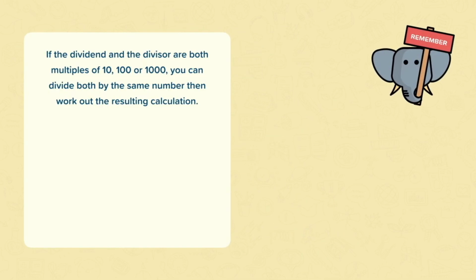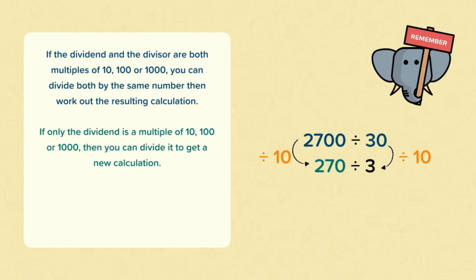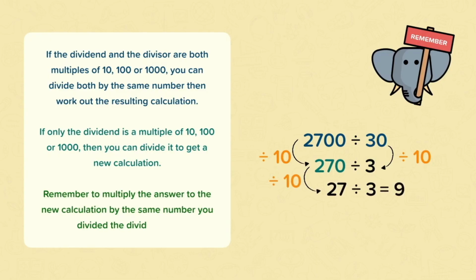So remember, if the dividend and the divisor are both multiples of 10, 100 or 1,000, you can divide both by the same number, then work out the resulting calculation. If only the dividend is a multiple of 10, 100 or 1,000, then you can divide it to get a new calculation. Remember to multiply the answer to the new calculation by the same number you divided the dividend by.